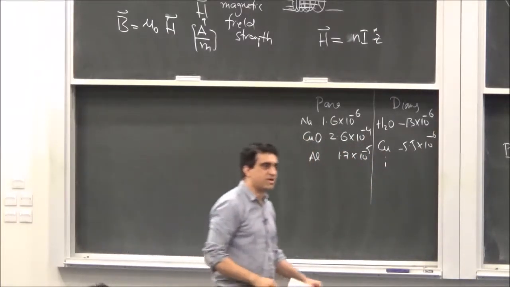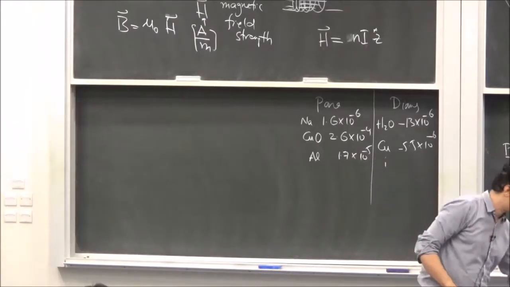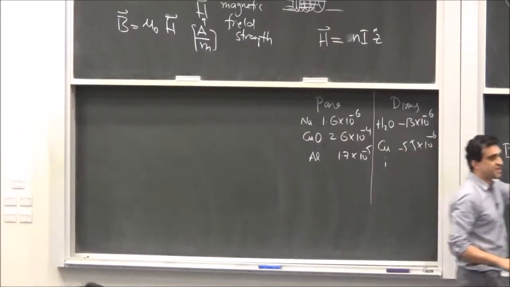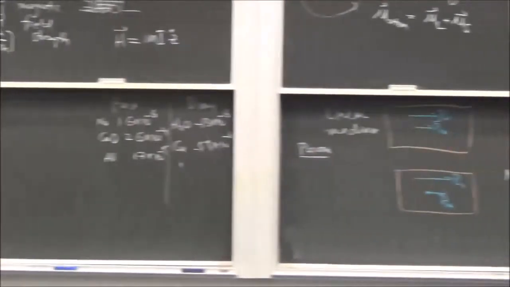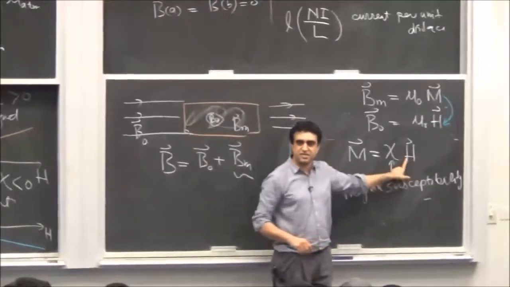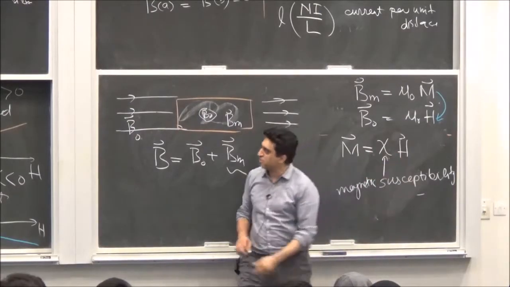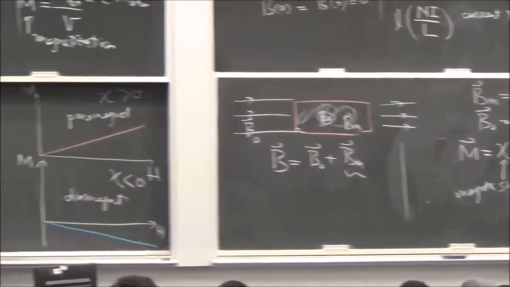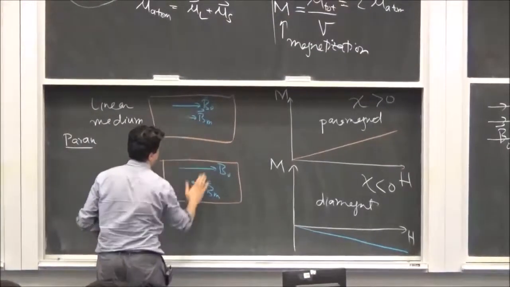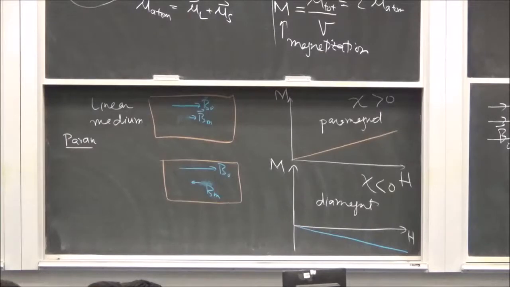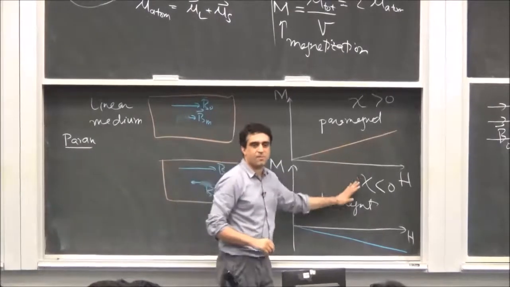So what do those values tell you? That the magnetization you are producing, which is M, is much, much smaller than the external field you are applying. So normally this is a much smaller vector which you are either adding to it or subtracting from it. So this slope is a very small slope.